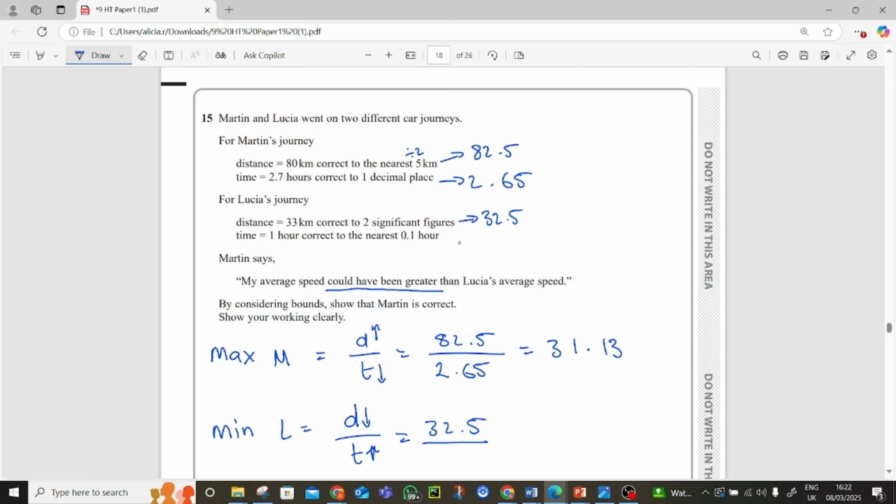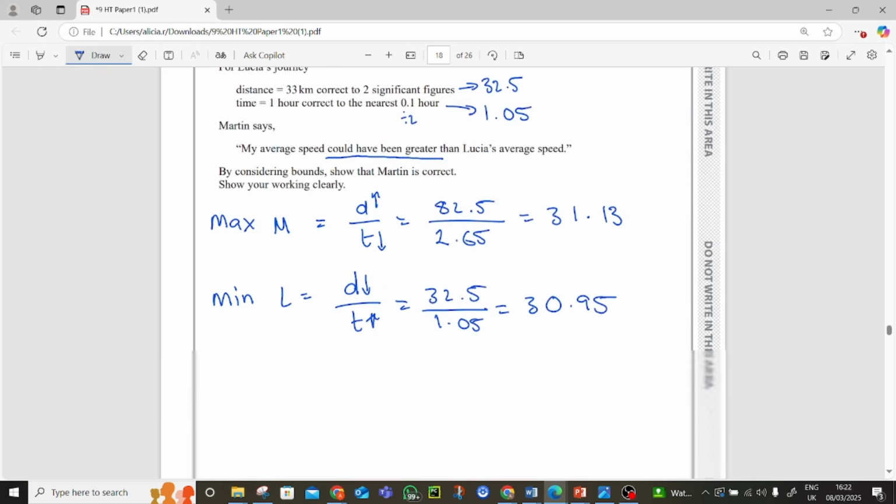And now we're going to divide by the upper bound for her time. This has been rounded to the nearest 0.1 of an hour. Again, I will need to divide that by 2. This is to 1 decimal place. It's been rounded. Divide that by 2, you get 0.05, and that is what we are going to add on to the hours. So the upper bound for her time is 1.05. And when you do that division, we get 30.95.